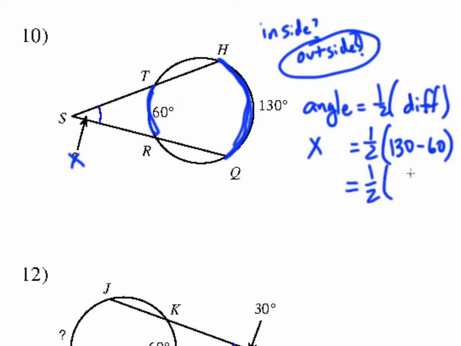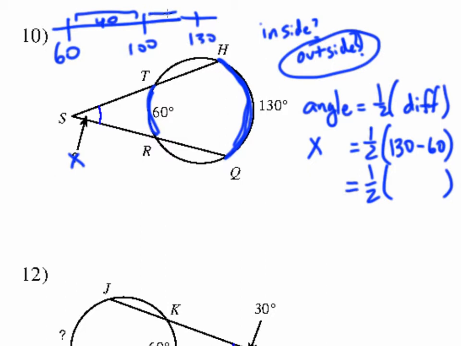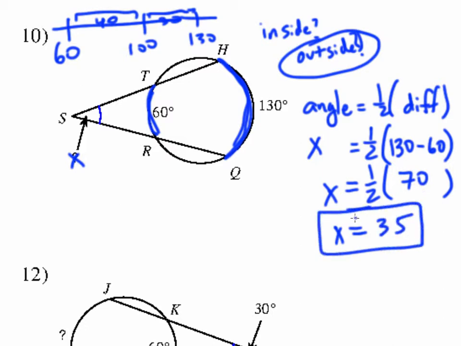We'll subtract 130 minus 60, bigger one first, so we have a positive number. So half of 130 minus 60. How much space is between 130 and 60 on the number line? Let me do this in my head. 60 and 100, there's 40. And then 100 and 130, that's 30 more. So the total difference is 40 plus 30, which gives me 70. And half of 70: half of 60 is 30, half of 10 is 5, so I get 35. x is 35.